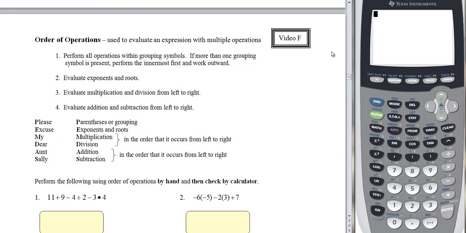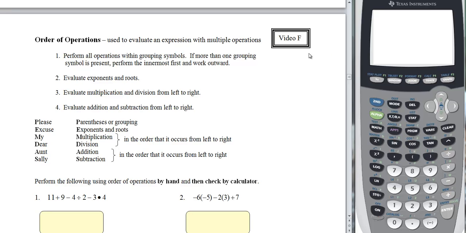First thing you've got to do is perform all operations within grouping symbols. If more than one grouping symbol is present, perform the innermost first and work out. Evaluate exponents and roots. Evaluate multiplication and division from left to right, and evaluate addition and subtraction from left to right.